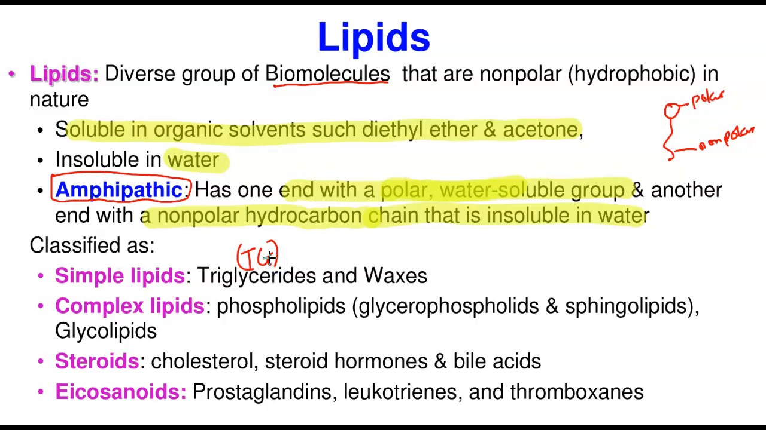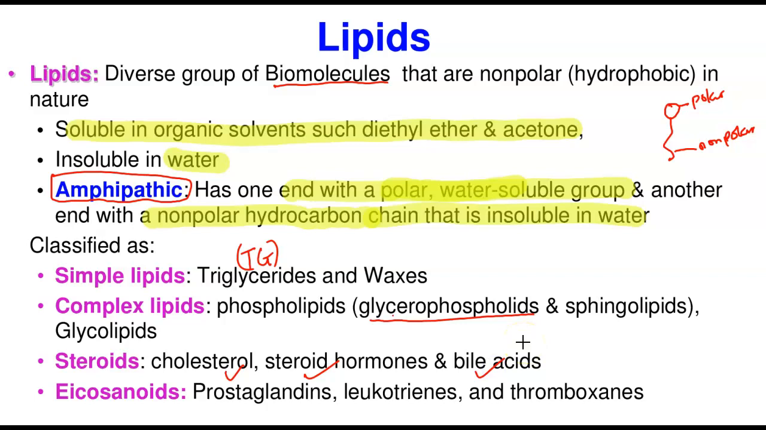Now, the complex lipids are usually the phospholipids, or glycerophospholipids, and then the sphingolipids. Phospholipids are constituted of the glycerophospholipids, those with glycerol, and then the sphingophospholipids. Sphingophospholipid has a phosphate group and sphingosine. We're going to talk about this. And then the glycolipids. Now, the steroids are just derivatives of cholesterol. Steroid means they are made from the cholesterol nucleus. Cholesterol is their parent compound. So here we're going to be looking at cholesterol, the steroid hormones, and then the bile acids.